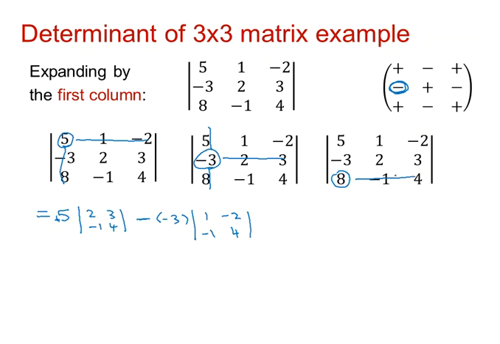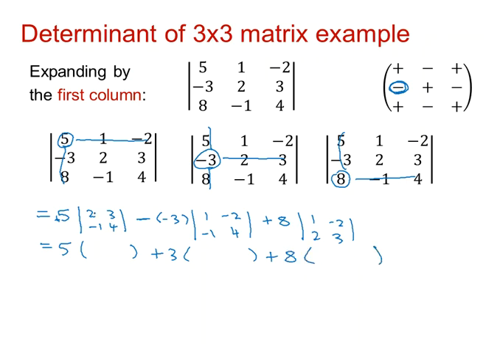If we move on to the third element in the column, that's an 8, so we cross out that row and that column. Now we have 8, and we need to find its minor, so that's going to be the determinant of 1, 2, minus 2, 3. And because of its position in the matrix, this one has been assigned a plus sign. So we've got 5 times its minor, minus 3 times the minor, plus 8 times the minor.